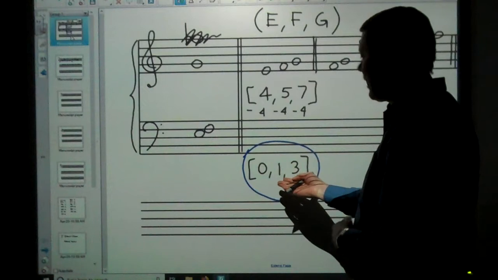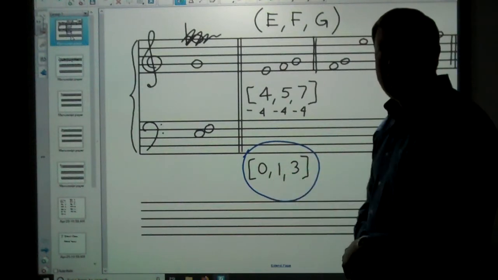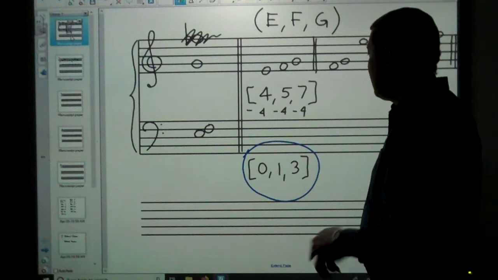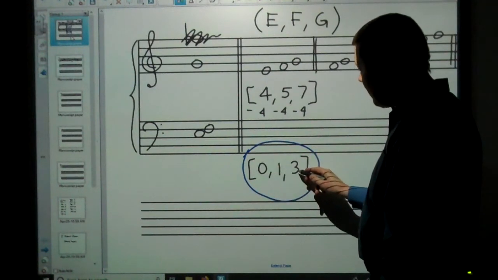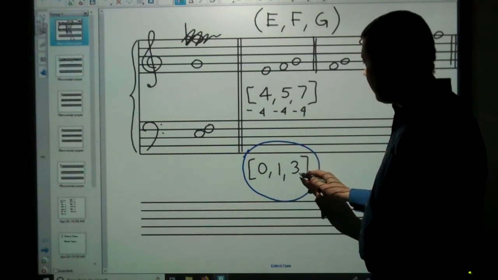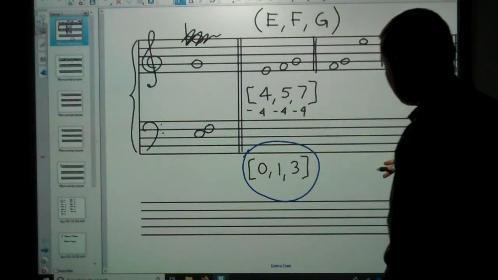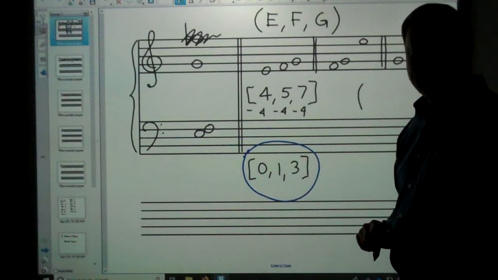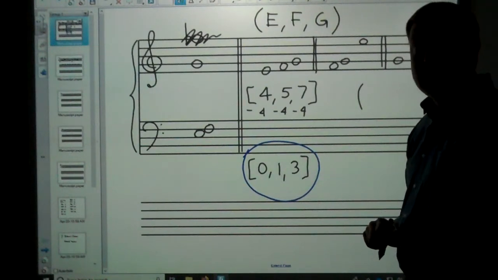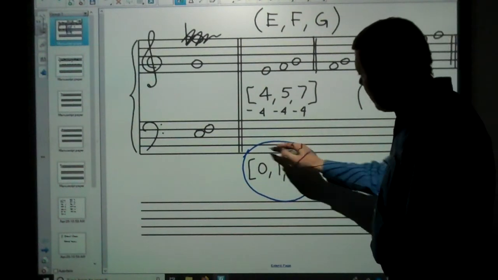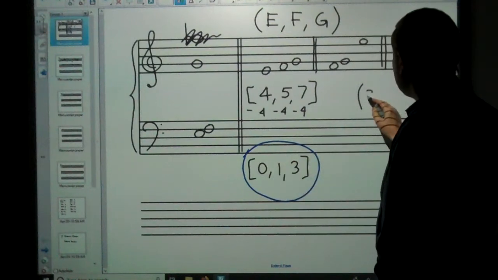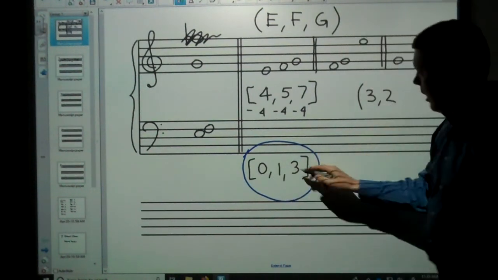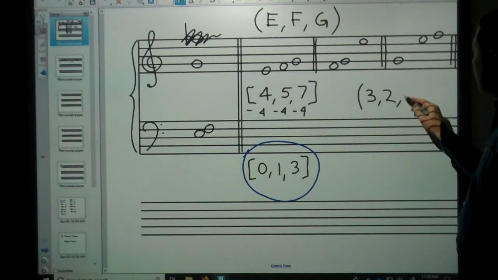What I need to do is invert this set. A quick way to invert the set and still have a 0 within the set is to subtract all of these members from the largest one, which is 3. So let me write that over here. And remember, when we invert a normal order, it knocks it out of normal order. But 3 minus 0 is 3. 3 minus 1 is 2. And 3 minus 3 is 0.